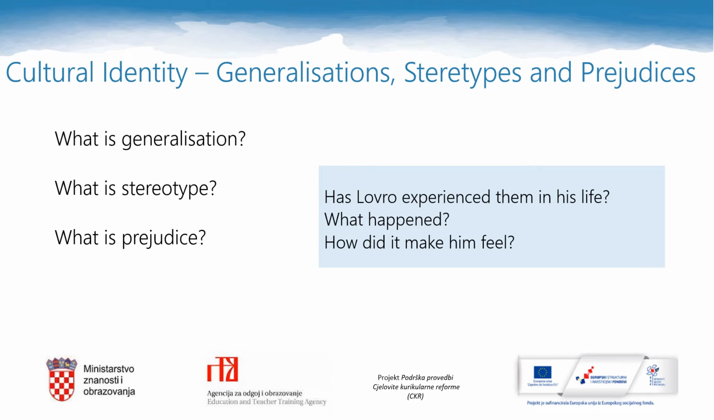Copy the words, think about how sure you are what they mean, and then try to go back to the reading text. The questions for you are, has Laura experienced generalization, stereotype, prejudice in his life? Find the information in the text. What happened? And how did it make him feel?